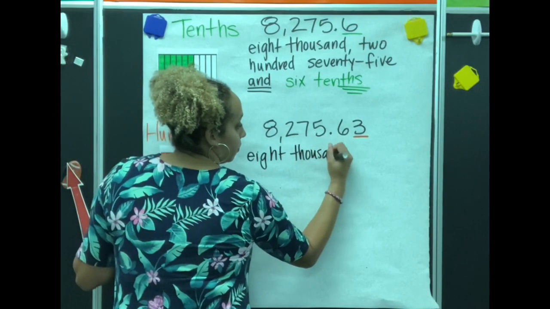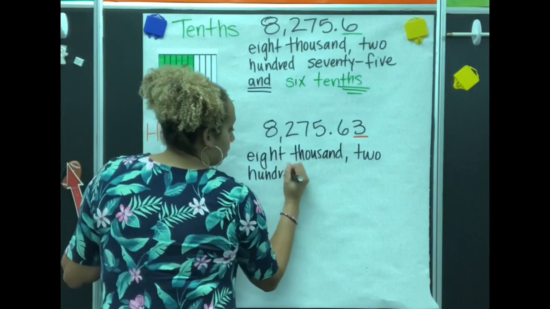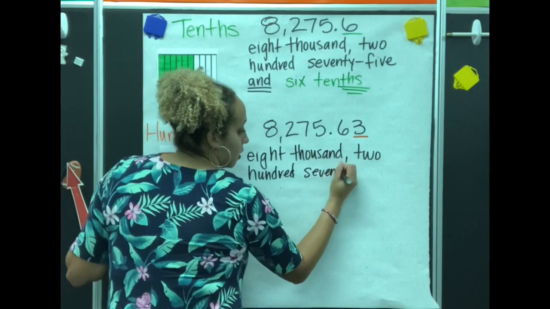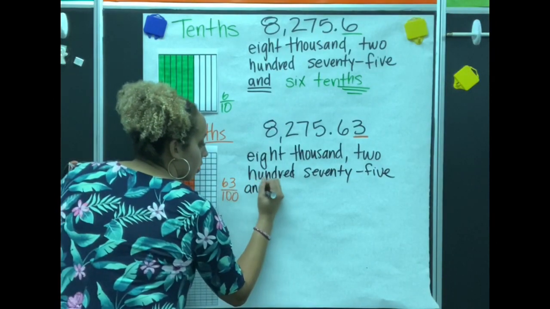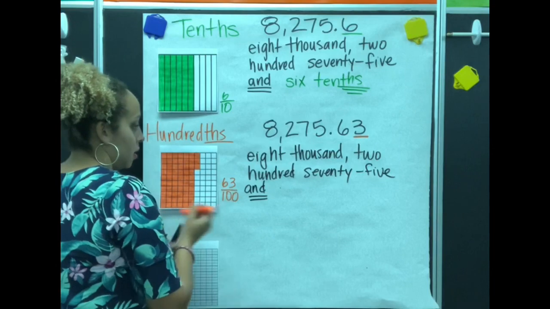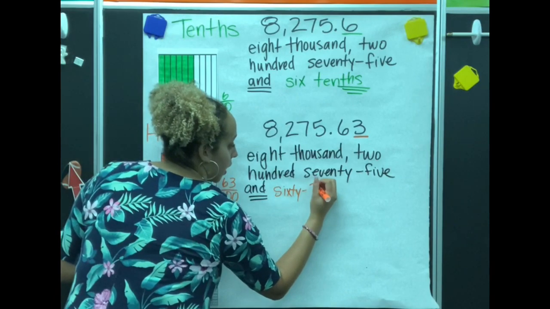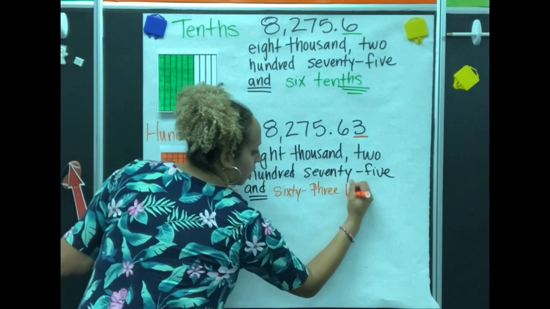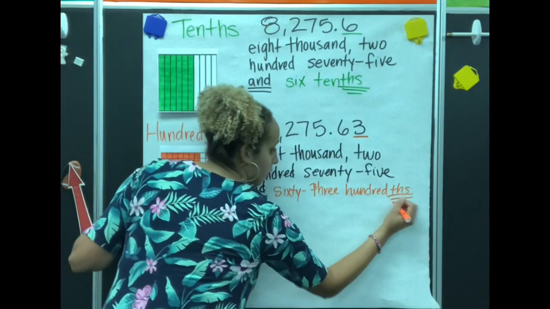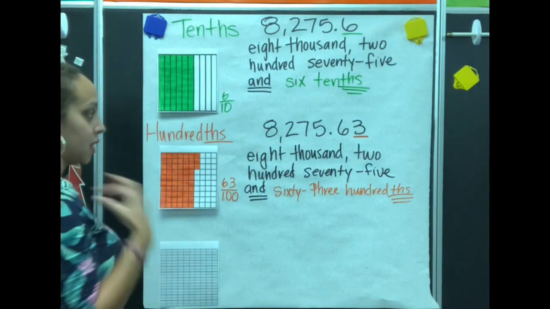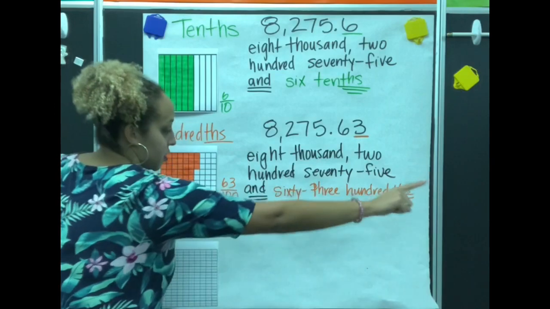8,000, comma, 200, 75, clap, clap, and 63 hundredths. 8,000, say the name, comma, 275 and 63 hundredths.